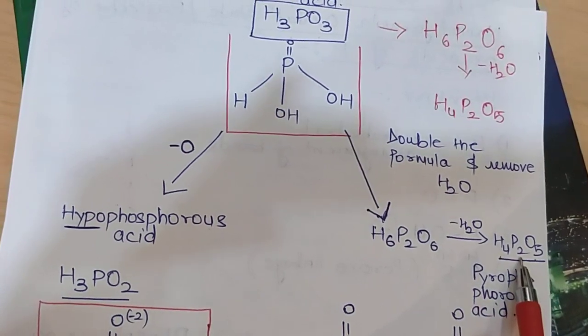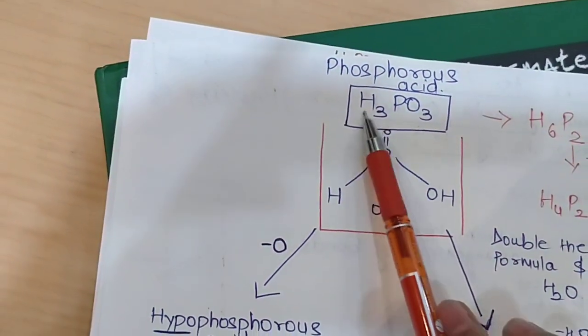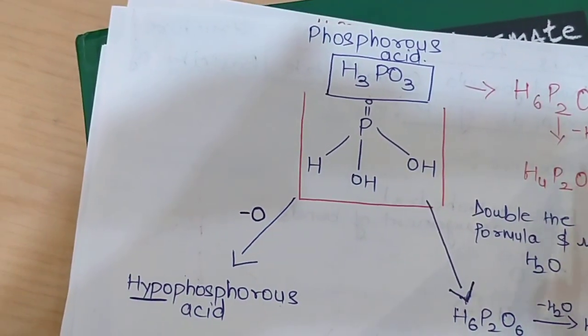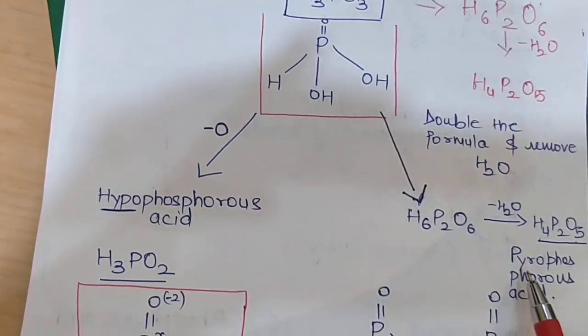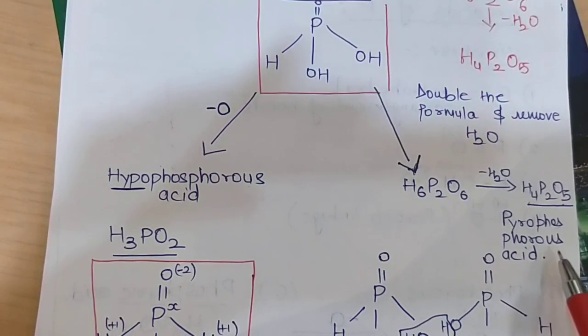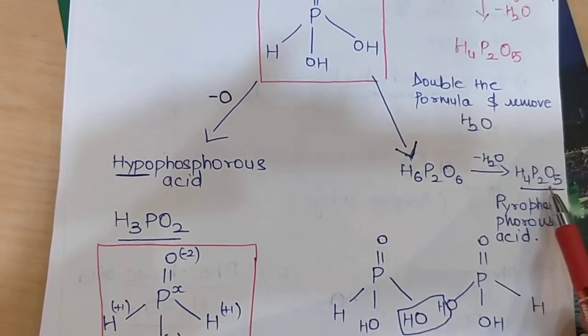It has 2 phosphorus. How have we generated it? We have doubled the formula of phosphorus acid and removed a water molecule. In this way we can introduce a prefix called pyro, and the name of the acid becomes pyrophosphorus acid, and the formula becomes H4P2O5.